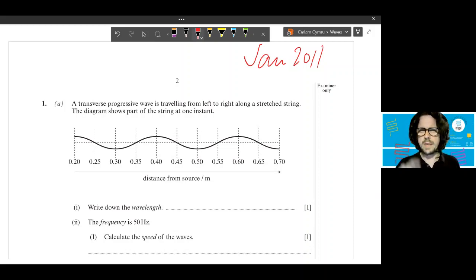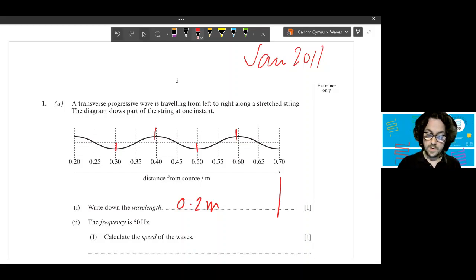So write down the wavelength. It says write down the wavelength. Big clue. We don't have to calculate anything. You just need to write it down. So there's a peak. And there is another peak. One wavelength would be the distance between these two peaks. That's going to be 0.2. What's it in? It's in meters. Now, just as a little FYI, you could have done between there and there. You would have got the same answer. Still going to be 0.2.